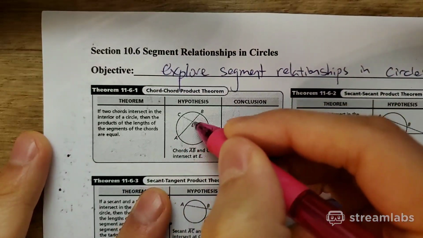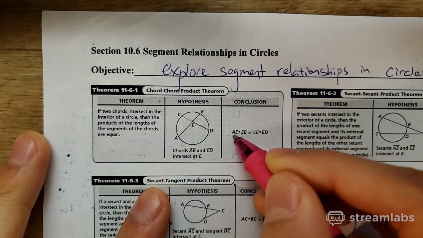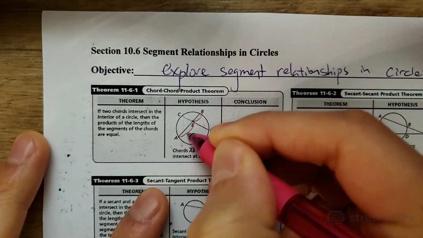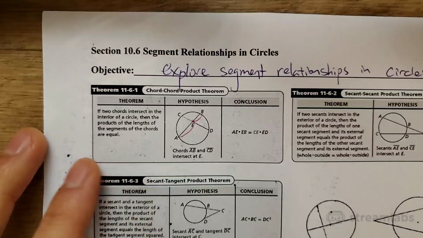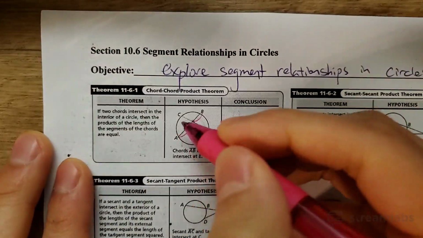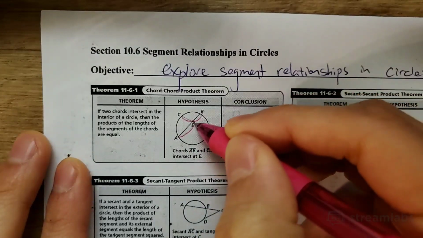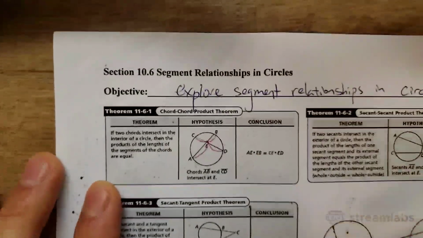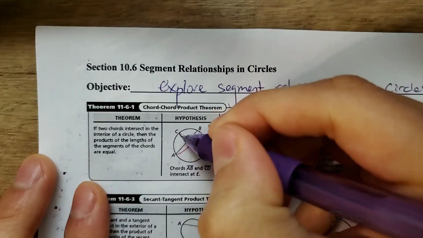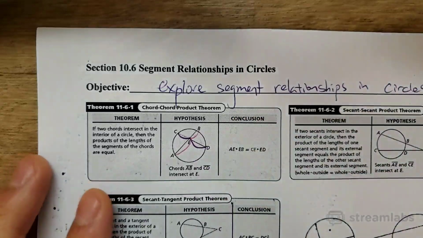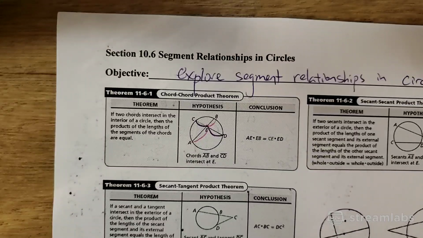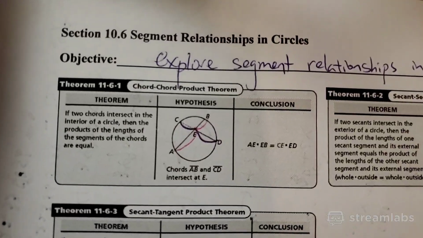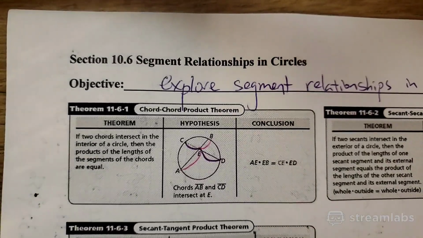So here, let's examine what this is. If it's inside, this intersection right here, then AE times EB, these two multiplied together, is equal to CE times ED. I'll change the color. CE times ED. Yeah, like that. Now, why is that, you might ask? So let's explore this further.